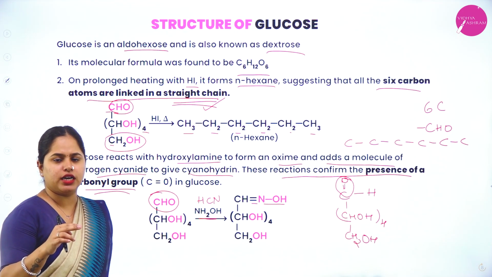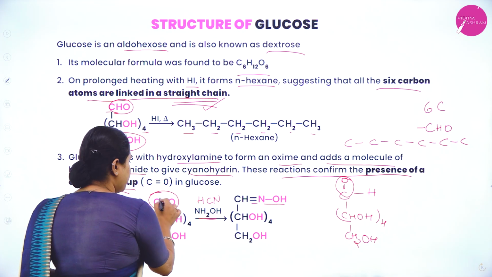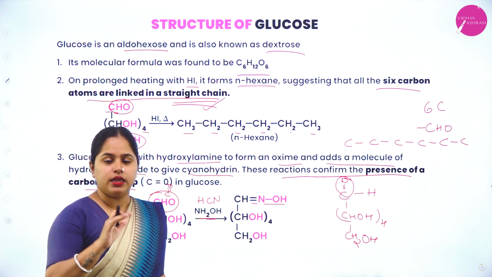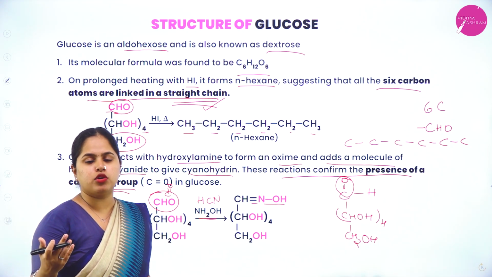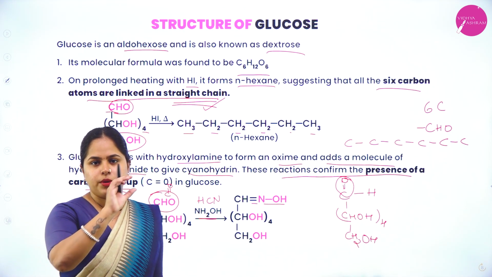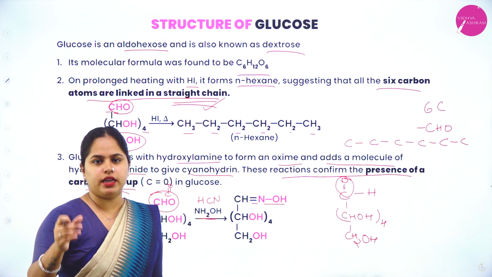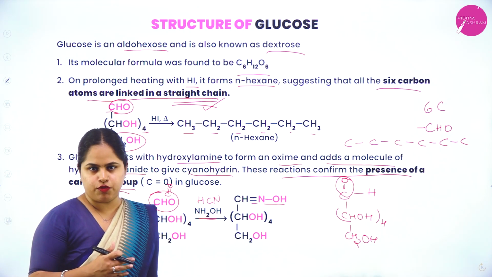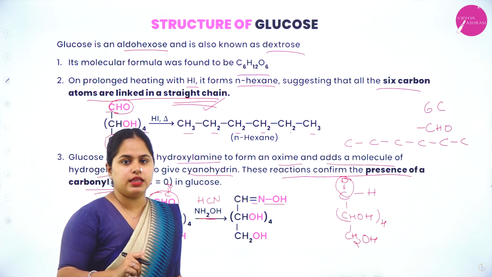So from these two reactions, it was confirmed that there is a carbonyl group present. That is, this C double bond O is there in this particular glucose structure, right? But we know only that it's a carbonyl group. Whether it is aldehyde or ketone or carboxylic acid, which one it is, was not confirmed. So two things, I hope it is clear. That 6 carbon atoms are arranged in a straight chain was clear for you. The next reaction gave us the idea that there is a carbonyl group which is present, because of which oxime or cyanohydrin is formed, right? Now we are going to find which exactly is that functional group which is containing the carbonyl group.